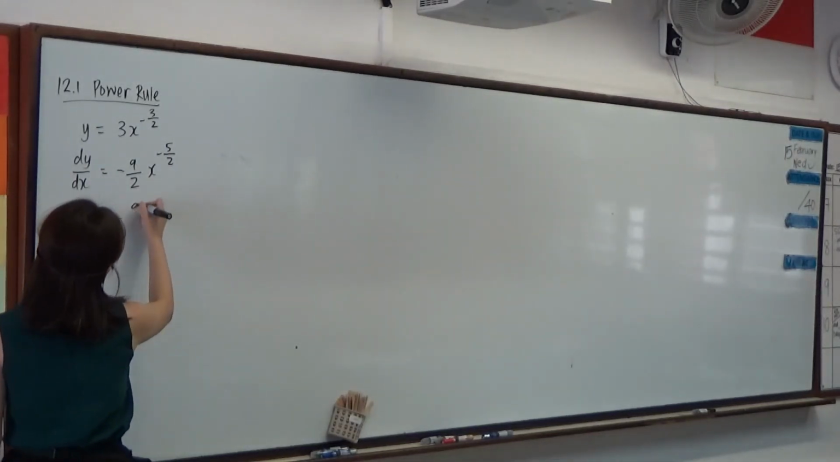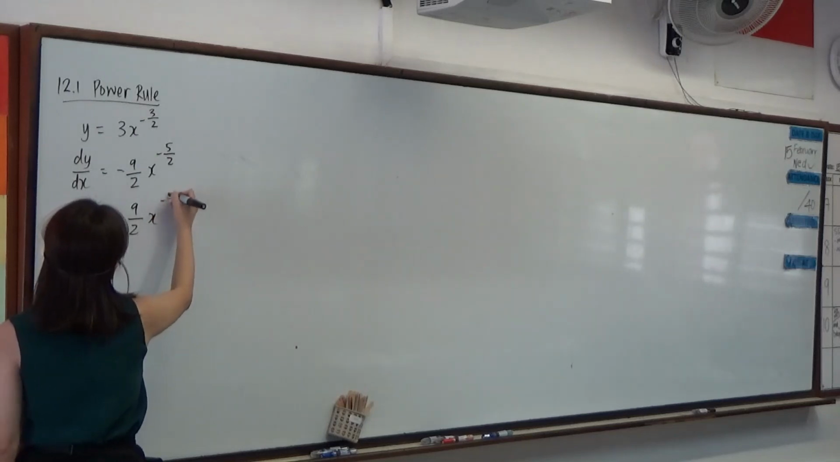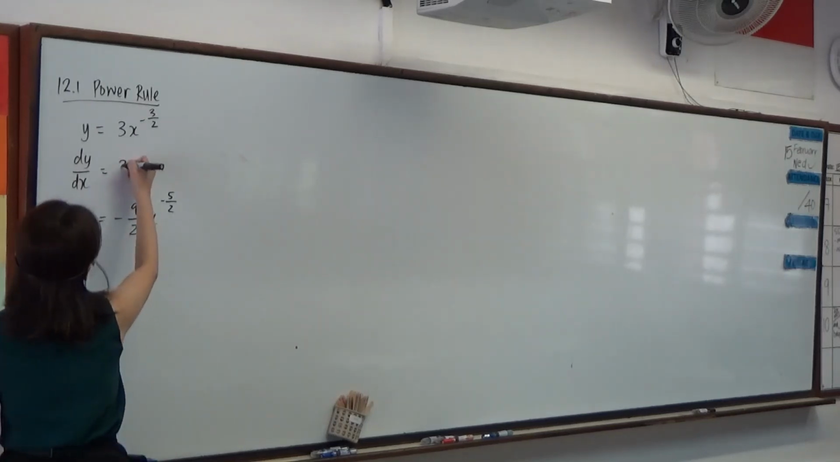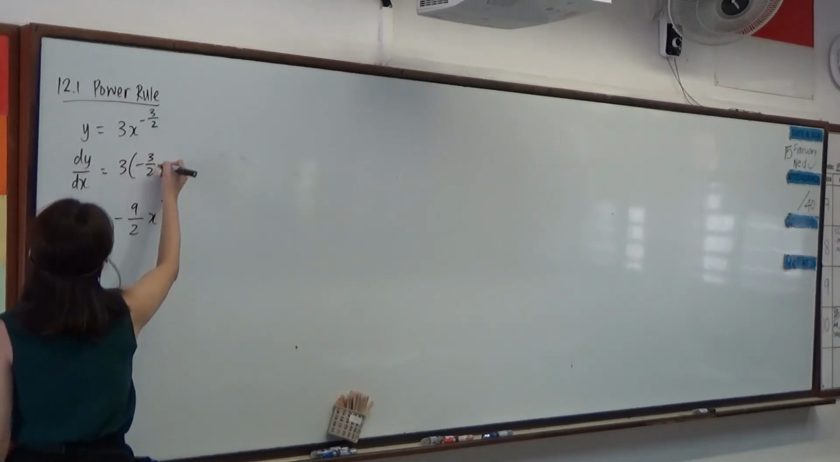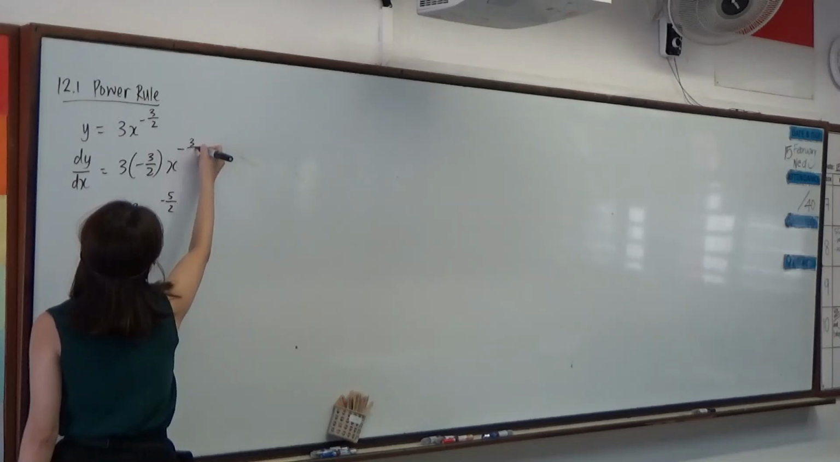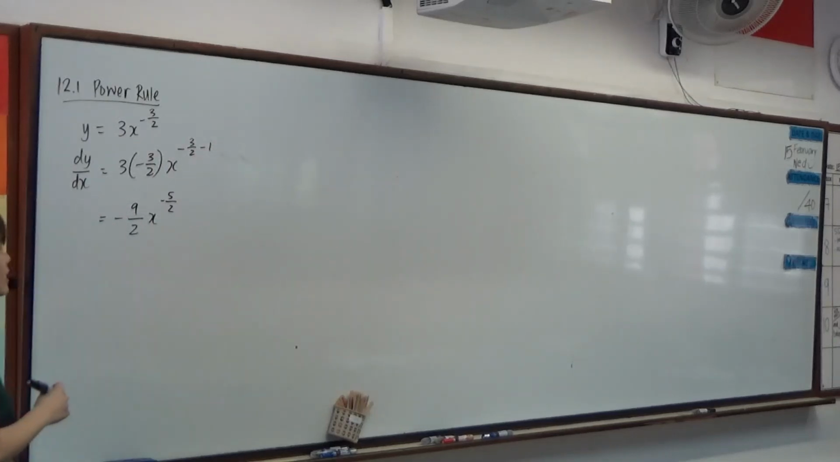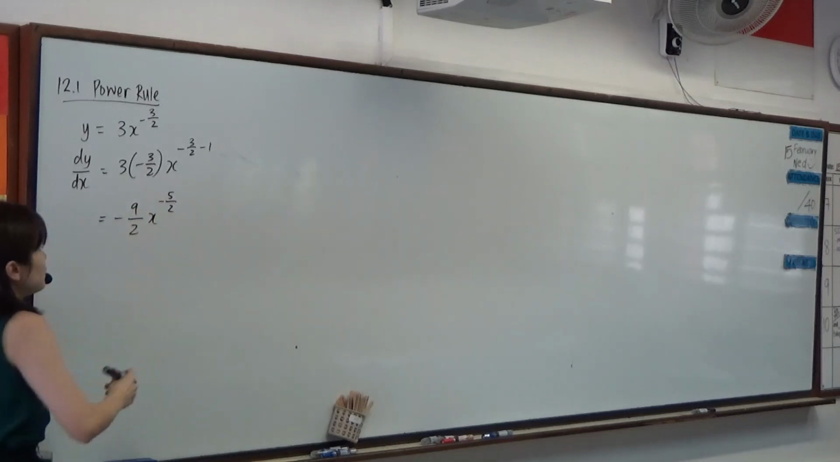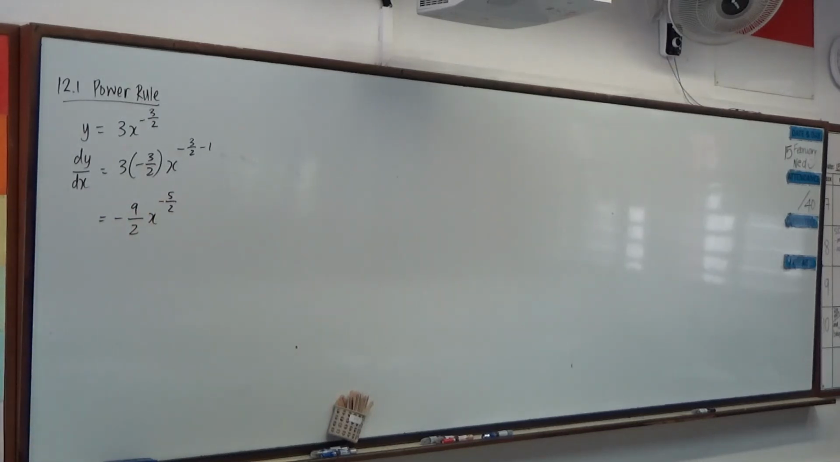The way we actually get this as our answer is by bringing down the power first. Then after that, the power of x we need to minus 1. So we get negative 5 over 2 in the power, and then the coefficient will be negative 9 over 2.